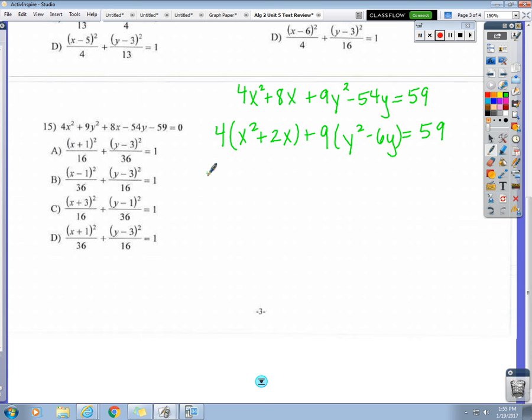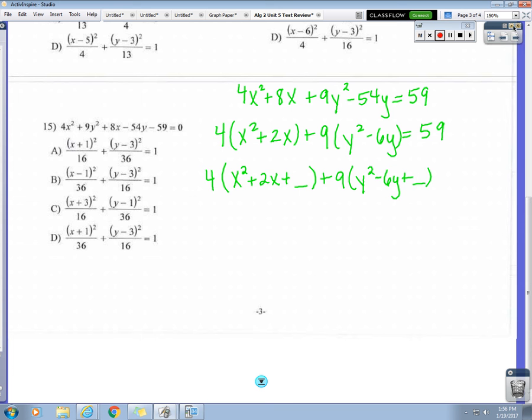Now I'm going to add in my blanks. 4 times x squared plus 2x plus blank. And now I'm going to add my blank to the y trinomial. And that means I have to add 2 blanks to the right side, to the 59.